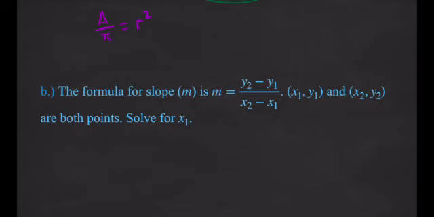And if we want to undo a fraction, we have to do the opposite of whatever the fraction is. The fraction is division, so we have to do multiplication. So we're going to multiply both sides by whatever the denominator is, x2 minus x1. Remember, if you multiply by whatever the denominator is, the denominator goes away, so you're left with only the numerator. So we have x2 minus x1 times m equals y2 minus y1.